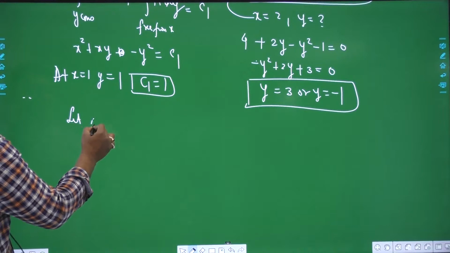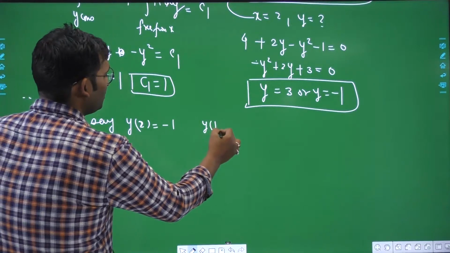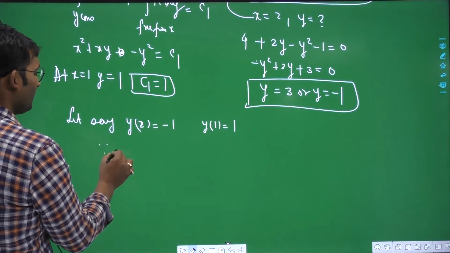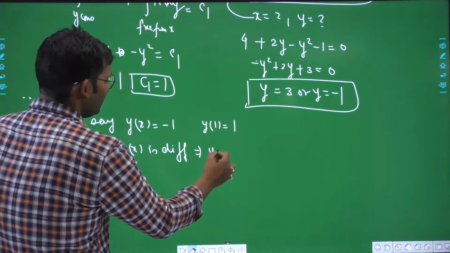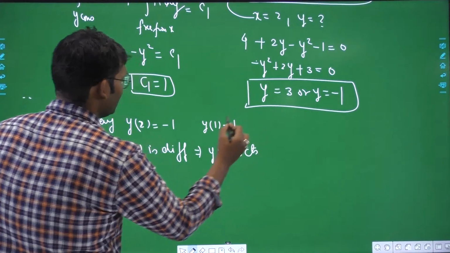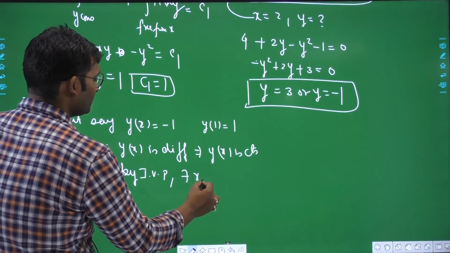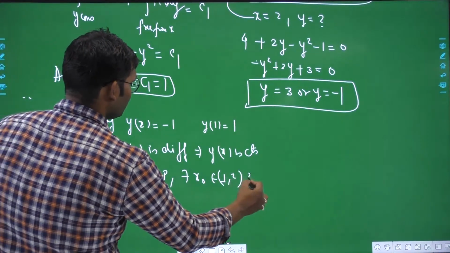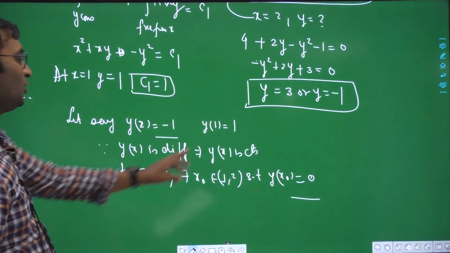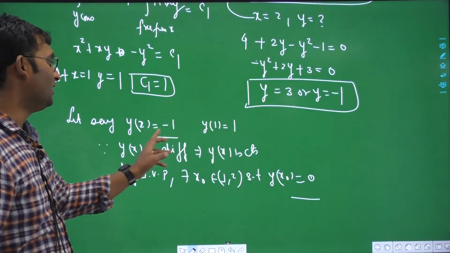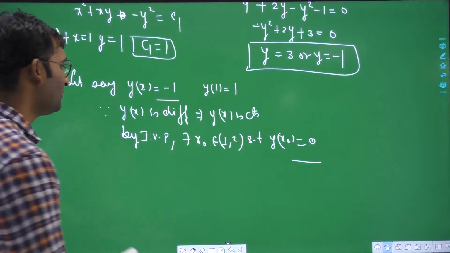Let's say y(2) is equal to minus 1 and y(1) is given to be equal to 1. Since y(x) is differentiable, it implies y(x) is continuous. And if y(x) is continuous, then by the intermediate value property, there exists some x naught belonging to (1, 2) such that y(x naught) will be equal to 0. You can see for yourself, because y(2) is minus 1 and y(1) is 1, so at 1 y is positive, at 2 y is negative, so there exists some x naught such that y(x naught) will be equal to 0 by the intermediate value property.